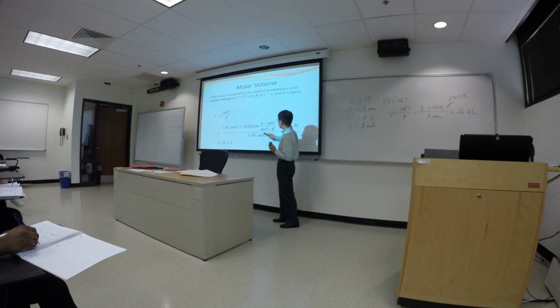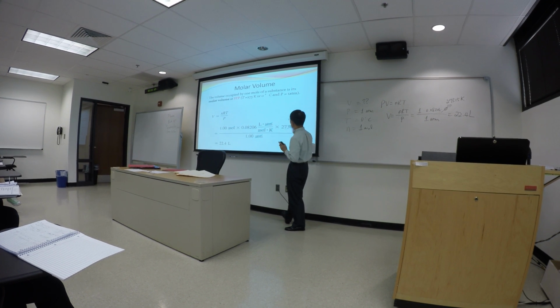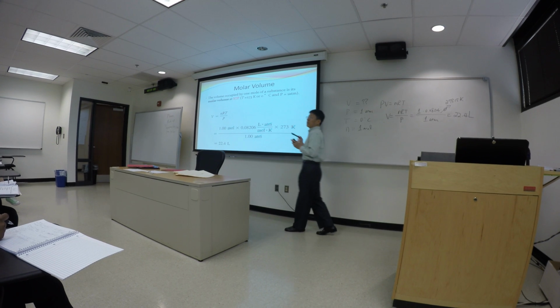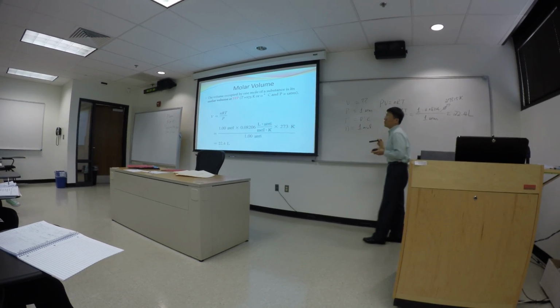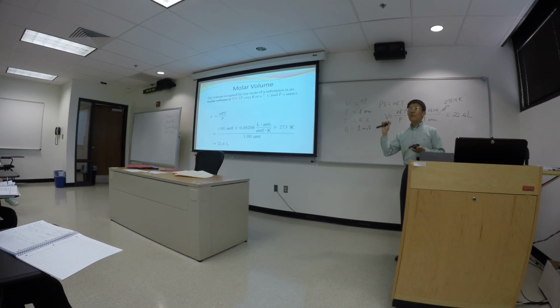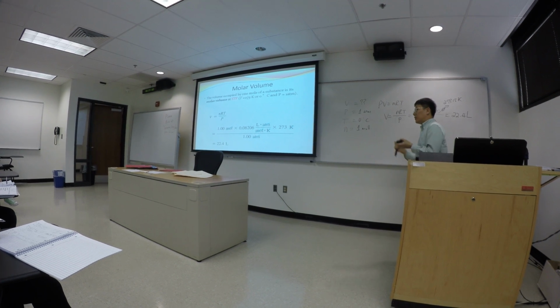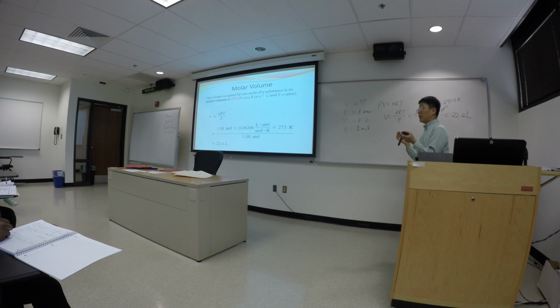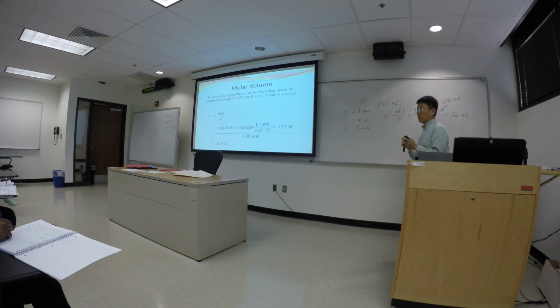You can see atm cancels out, mole and mole cancels out, Kelvin cancels out. The only thing left is the liter there, 22.4 liter. What this number indicates is that for 1 mole of any gas under STP, they occupy the same volume.